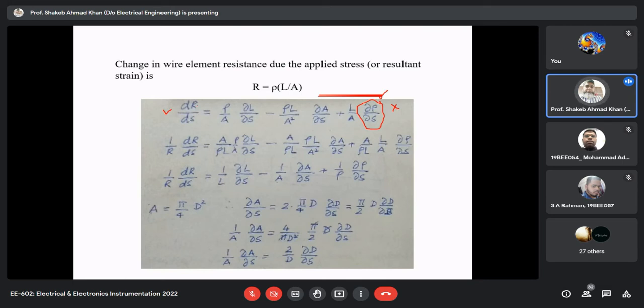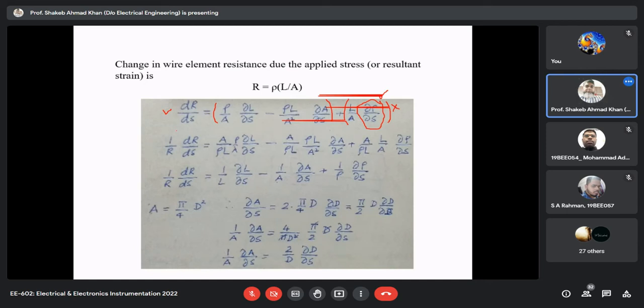Change in resistance of the strain gauge element with respect to stress is because of the change in length with the stress, change in area with the stress. Together these two are the change in dimension with stress, and then the change in resistivity with stress. This is basically a disputed term, but we'll carry on as it is. At the end we'll see.